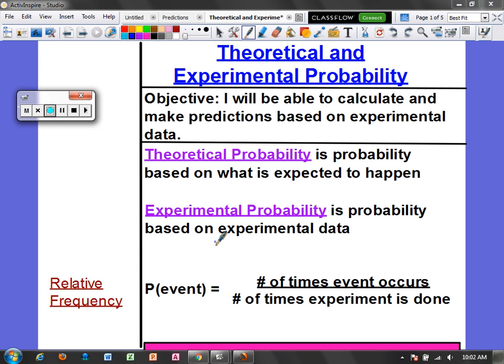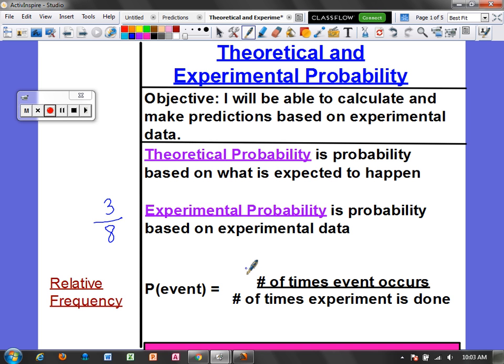Experimental probability is the probability something happens based on actual experimental data. So let's say that someone flips a coin a total of 8 times. Theoretically, we would expect it to land on tails 4 of those times because that's half of 8. But let's say that in the experiment it landed on tails 3 times. That would be the experimental probability.